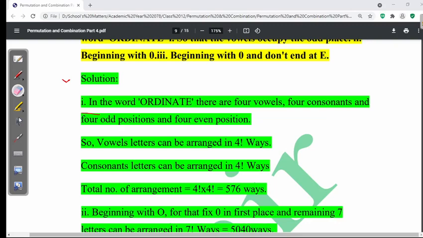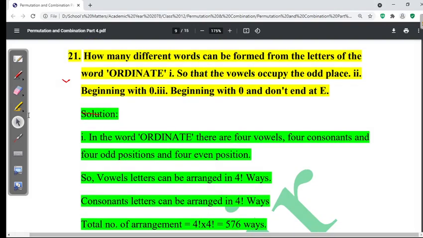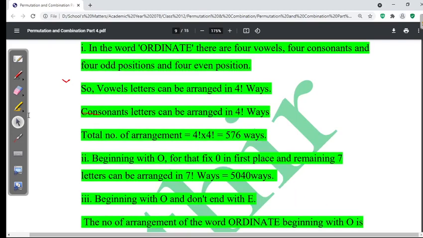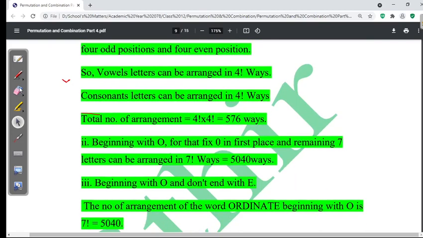Second condition given here is beginning with O. So, dear students, we have to consider the second part, beginning with O. For that, fix O in the first place, and the remaining 7 letters can be arranged in 7 factorial ways, because this is not a circular permutation. So 5040 ways.